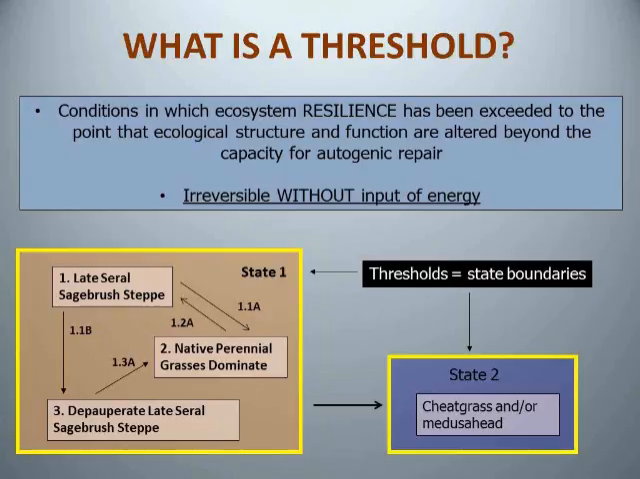And so what is a threshold? You can think of those as state boundaries, so the yellow lines here, and this is really dealing with ecosystem resilience. So once we've crossed a threshold, we've exceeded the resilience at that point to self-repair. And the key here is it's irreversible without inputs of energy. So like I just said, you can't just add a little rain, take the cows off, kill the insects, and expect it to go back.